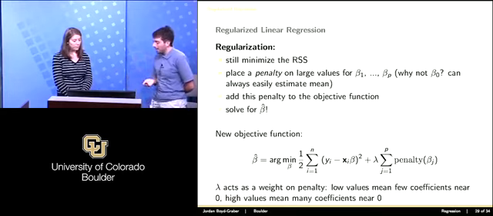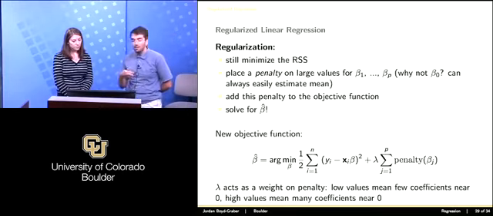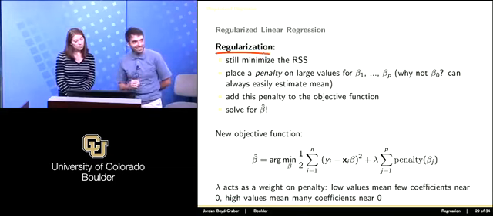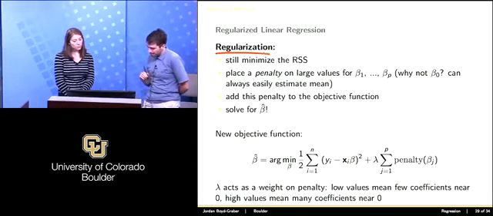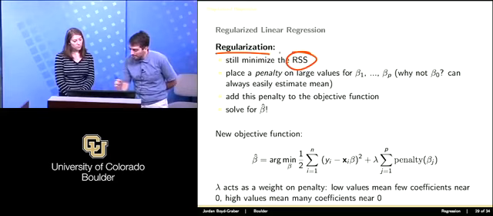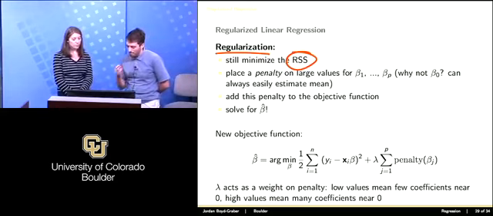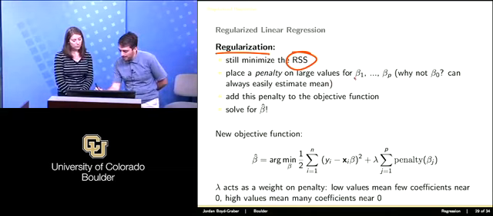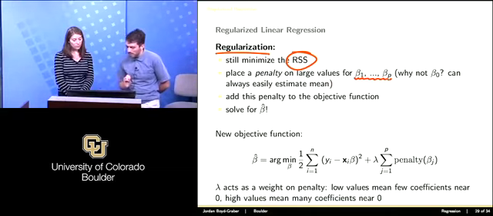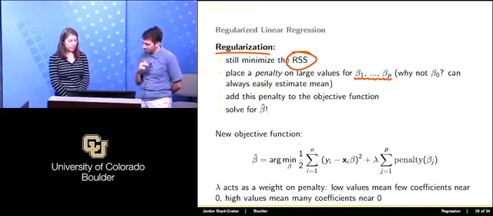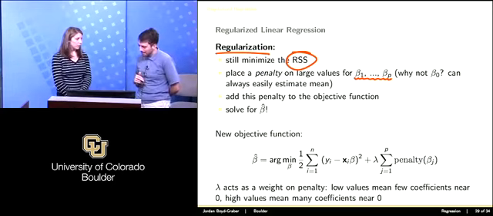How do we do that mathematically? And so we're going to do something similar to what we did for logistic regression. We're going to use a technique called regularization. And so we're still going to mostly optimize residual sum of squares. But we're going to place a penalty on cases where the betas are big. So does that make sense? Right, because we don't want any one beta to get too out of control.